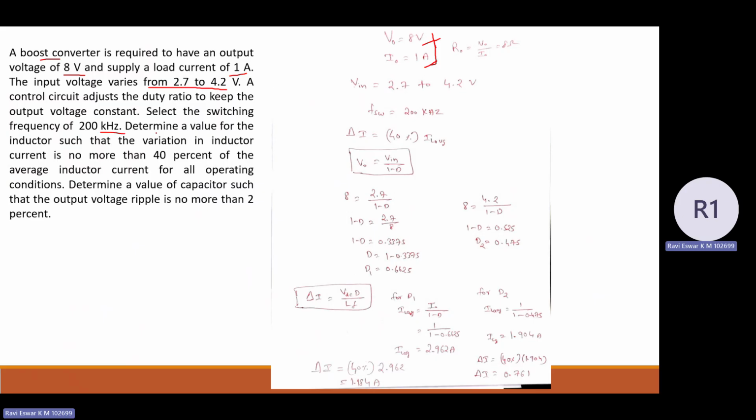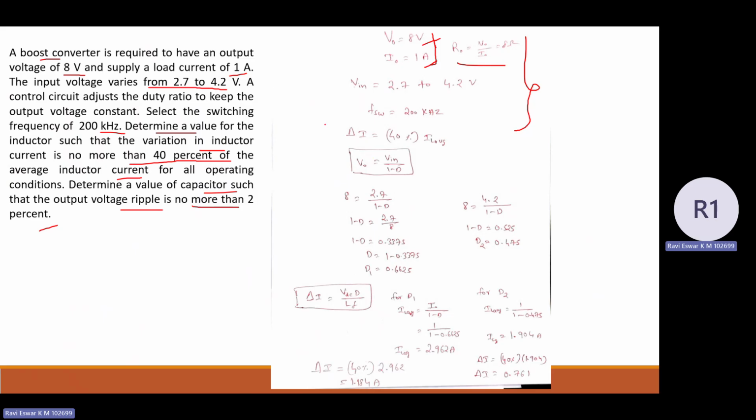Now we need to determine the value of inductor in such a manner that the ripple current should not exceed 40% of average inductor current. Similarly, the voltage ripple should not exceed 2%. So you can see the given data here. From V naught and I naught, I can have the load resistance as 8 ohm here.